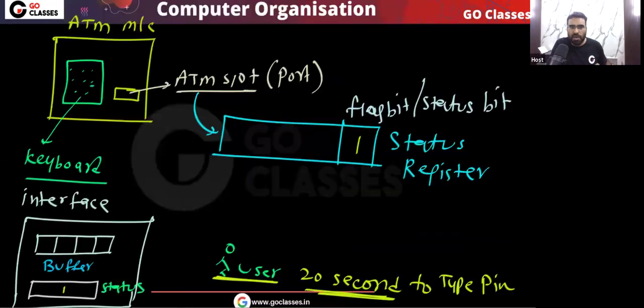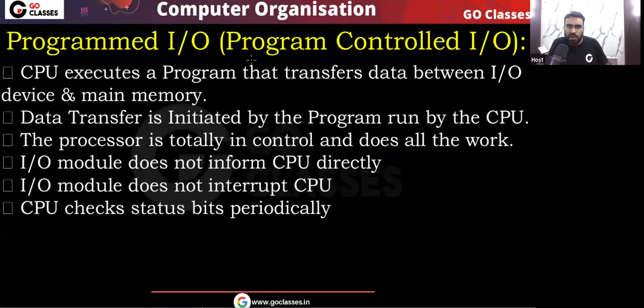So very simple, remember that this is called program controlled IO. Did you understand this word, program controlled IO? Because everything is controlled by the program which is executed by the CPU. The CPU is executing a program and that program is controlling everything. I hope you understood. So let's see this diagram.